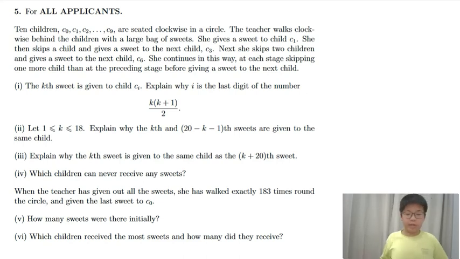Today we're now going to do question 5 of year 2017. This is a question involving triangular numbers. Look at the question. The teacher gives a sweet to child C1, skips a child, gives it to C3, C6, then C0, and so on. Explain why 1 is the last digit of these numbers.